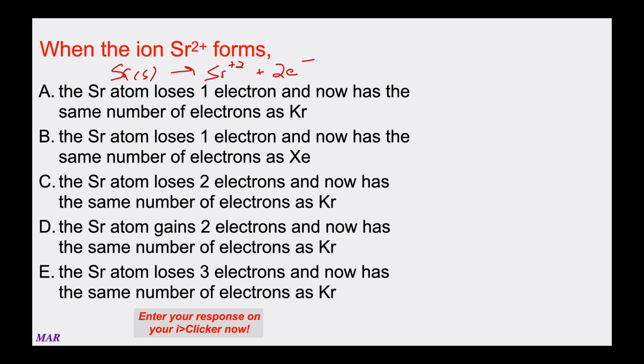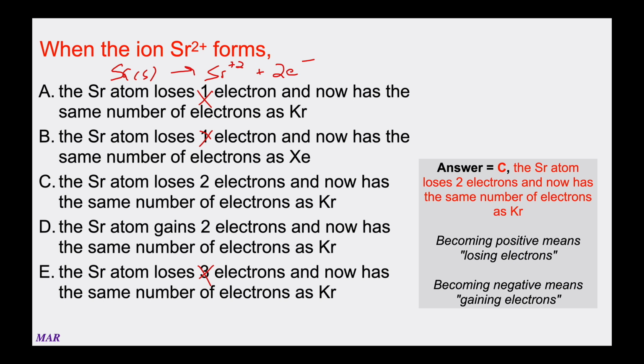So some of these here say something about 1 electron. That's not going to happen. If you have strontium, you're going to be losing 2 electrons. You're not losing 1 electron to make a positive 1 strontium, you're losing 2 of them. The last one, E, is also not right. If you lost 3 electrons, the strontium would have a positive 3 charge, and you certainly don't have that. So it comes down to C or D, and if you look carefully at both of those, one says loses and one says gains, all right? In this particular problem, strontium is definitely losing the electrons to become positive, all right?